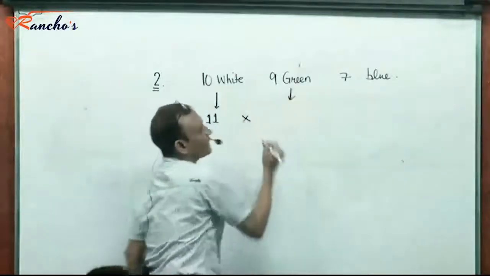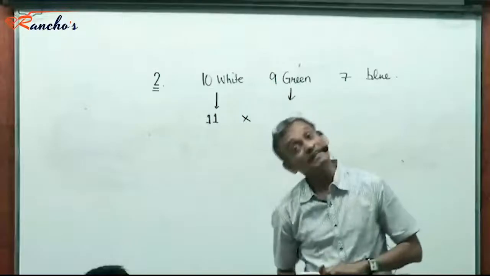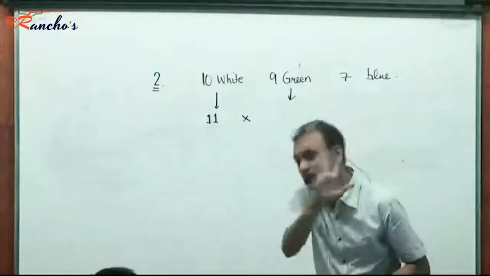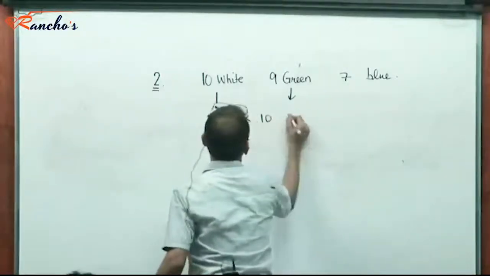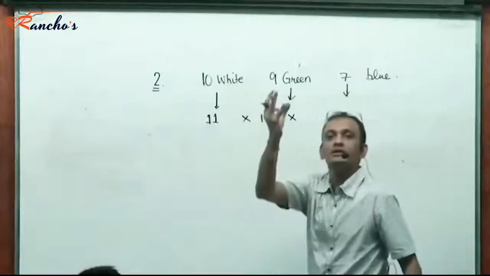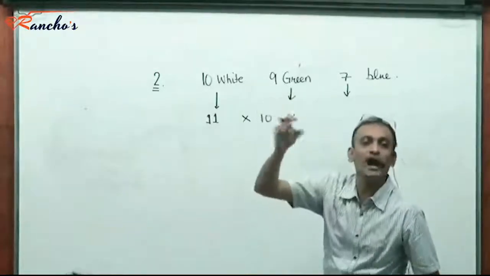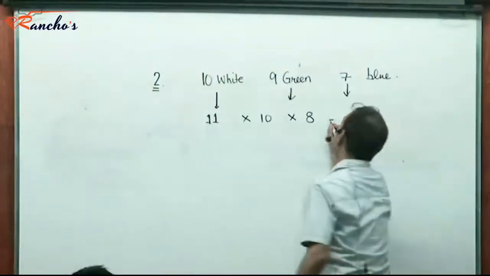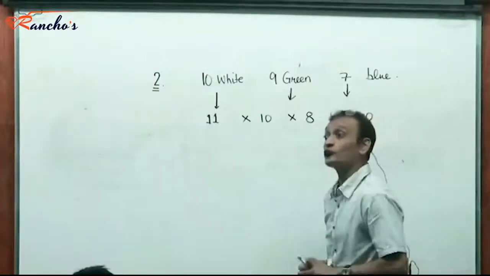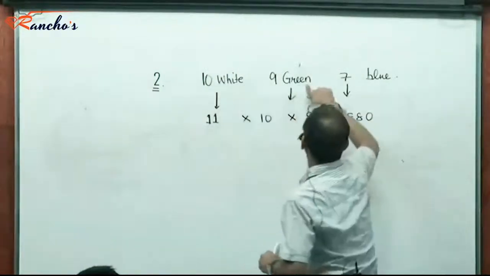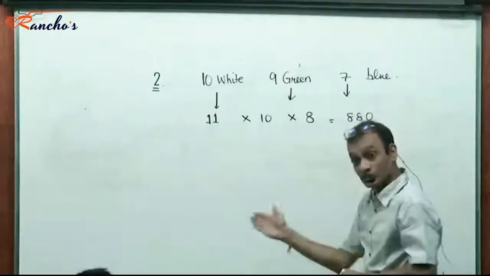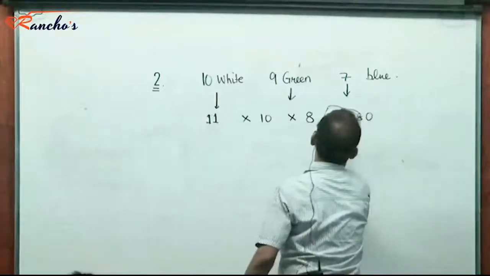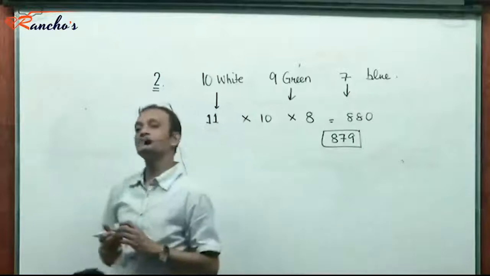Then, in how many ways can I deal with the 9 green balls? 10 ways. Selecting 0 or 1 or 2 or 3 or 9. 10 ways of dealing with the green balls. And then 7 blue balls. 0, 1, 2 or 7. How many ways? 8 ways. Which makes it 880. But this includes that one case in which no white ball, no green ball, no blue ball is selected. So you want to exclude that case because you want to select at least one ball from here. So that makes it 879 ways of selecting one or more balls from this collection.